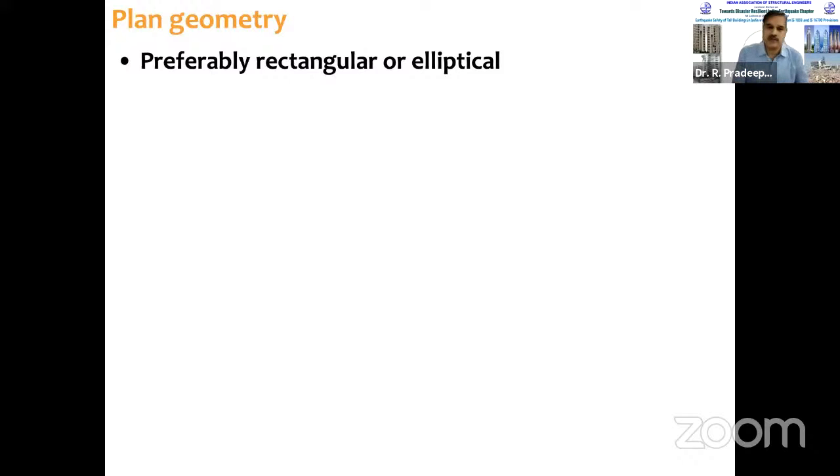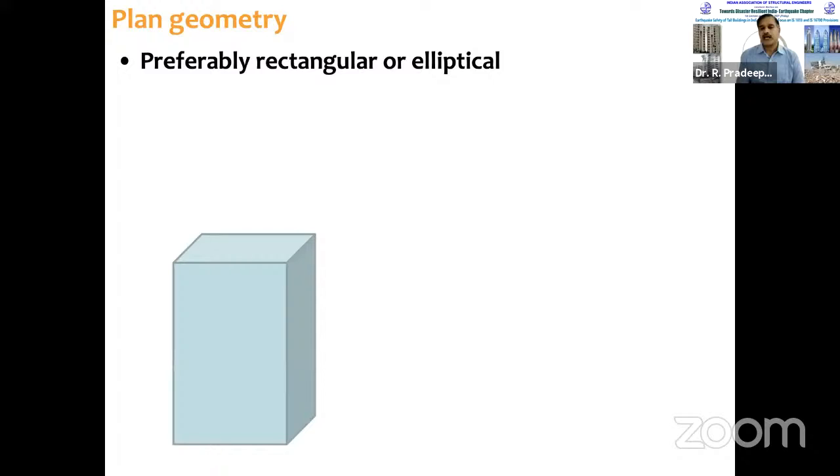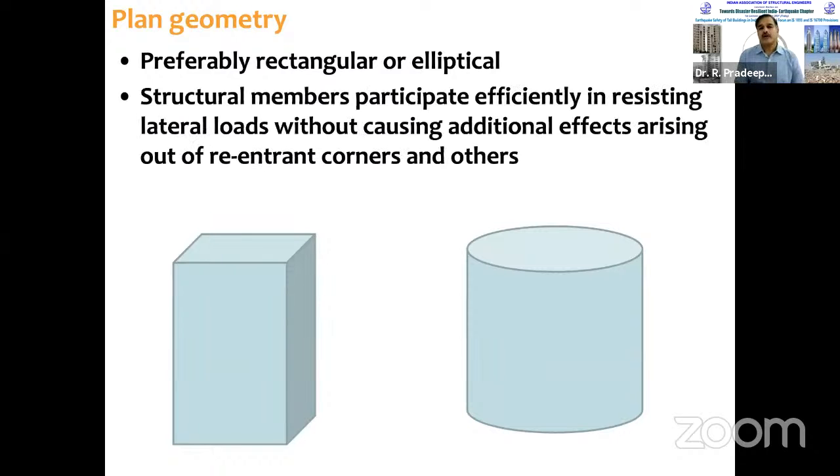The second one is plan geometry. A simple plan geometry is recommended in 16700, either rectangular or elliptical. These are the two. Why is the code recommending these two geometries? Because members will participate efficiently in resisting lateral load, and if re-entrant corners are there, additional effects will arise due to that.